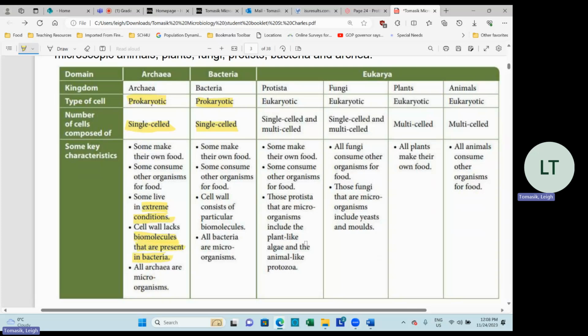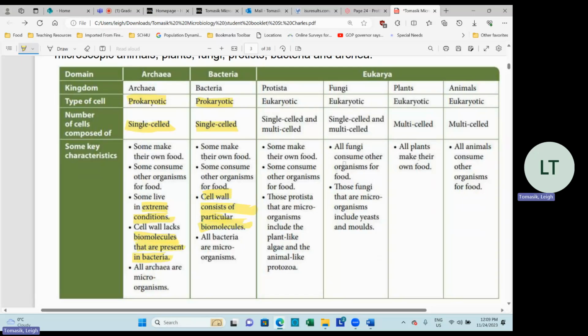So the difference between archaea and bacteria is their cell walls have different molecules in them, and archaea can live in harsh environments. All archaea are microorganisms, meaning we can't see the complete organism unless we use a microscope. Bacteria are different again because the cell wall consists of different biomolecules than archaea. And they don't live in extreme environments, but other than that, archaea and bacteria are very similar.